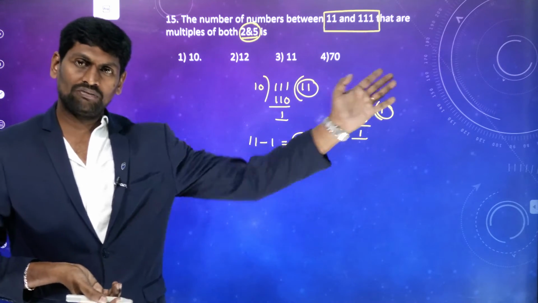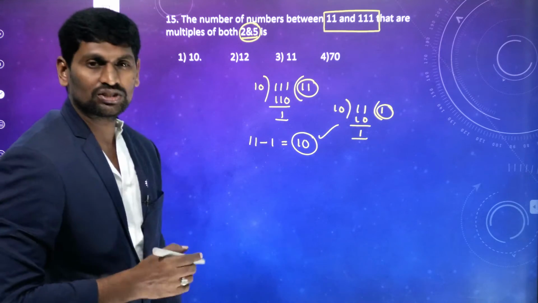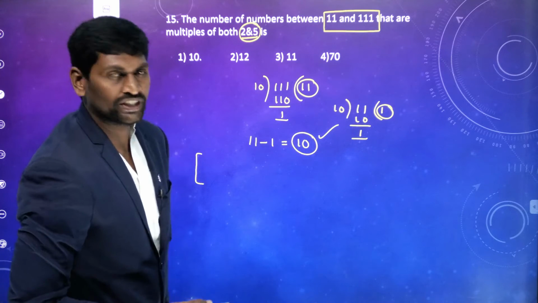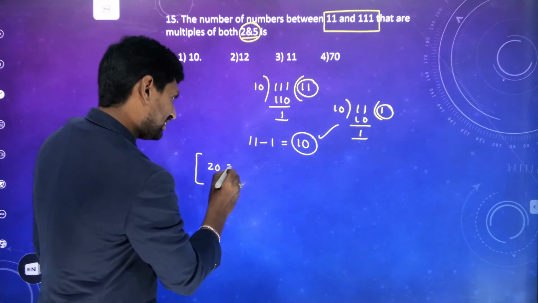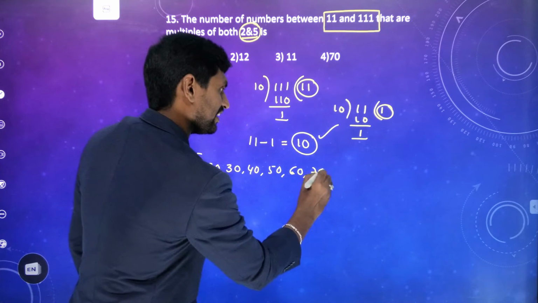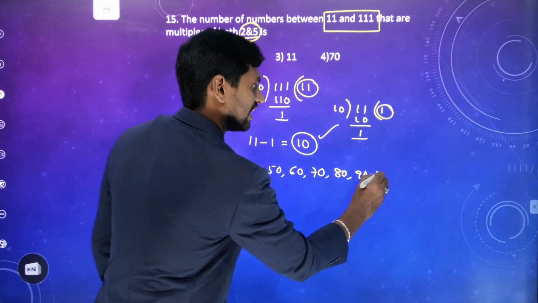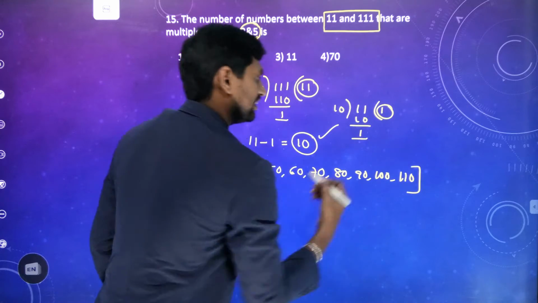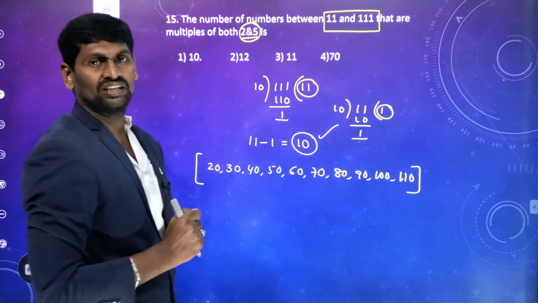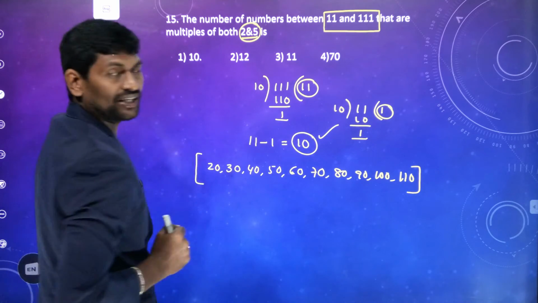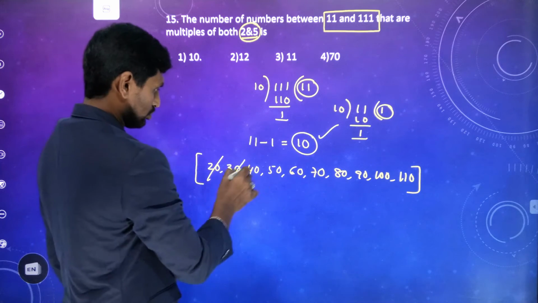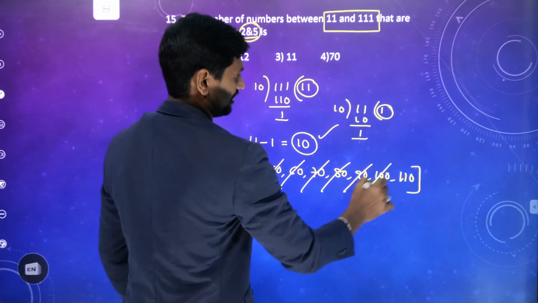both 2 and 5. In a simple general way also we can find it. See, the 10 table is nothing but, after 10, which number will come? 20. Next 30, 40, 50, 60, 70, 80, 90, 100 and 110. These are the numbers exactly divisible by both 2 and 5 between 11 and 111. Check how many? 1, 2, 3, 4, 5, 6, 7, 8, 9, 10.